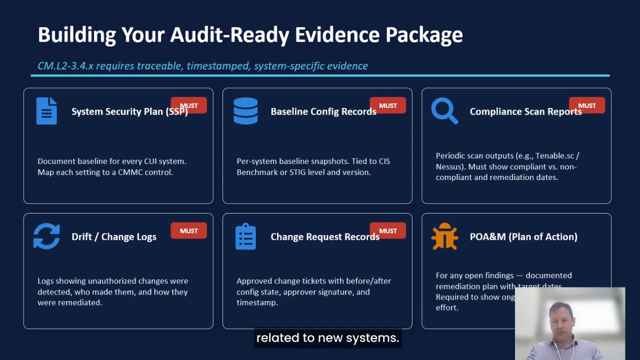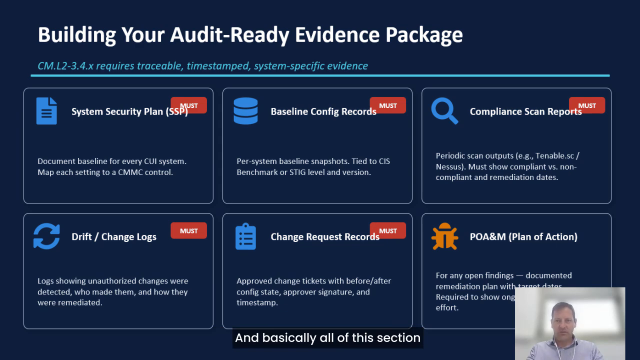Everything related to new systems is important. It is recommended to add new systems into whatever baseline procedure you have, and also to be able to demonstrate how this is done in terms of onboarding new systems. And the last thing is they should be able to explain what they're doing when there is an approved change control. So what is the procedure that is documented?